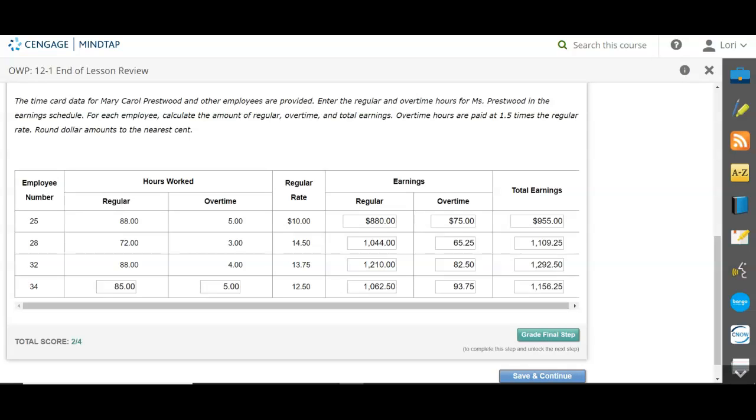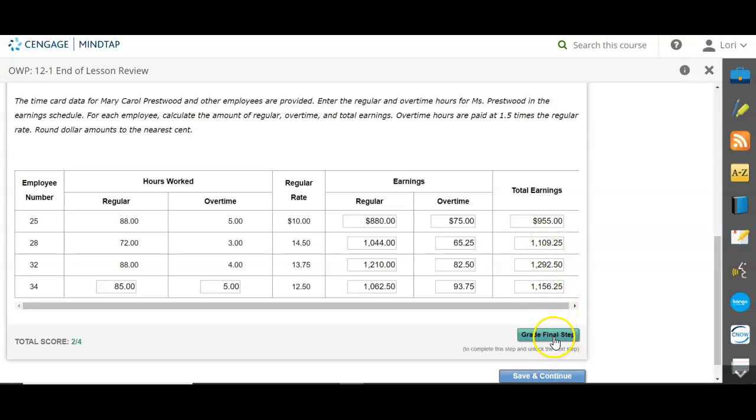Okay, I am back. Please remember to calculate the overtime. You have to take their regular pay, multiply by 1.5. That will give you what their overtime pay rate is. Multiply that by the number of hours that they worked. That'll give you the overtime earnings. Add those together and you get those numbers.